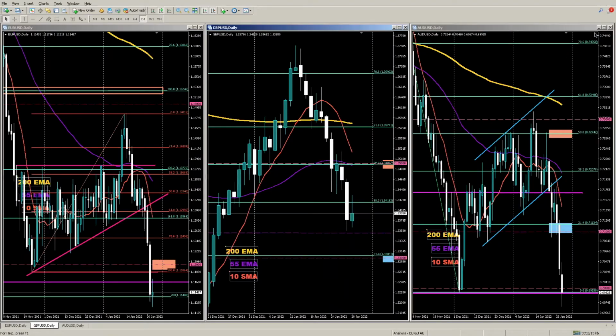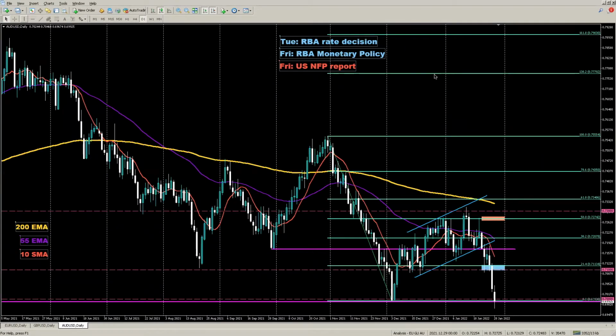Okay, let's move on to the Aussie dollar. And like I said, it's also the RBA's turn this week on Tuesday to announce their rate decision. And on Friday, they have a separate statement for the monetary policy, but they are not expected to make any changes. No rate hikes at the moment, even though the economy is opening up and it's growing.